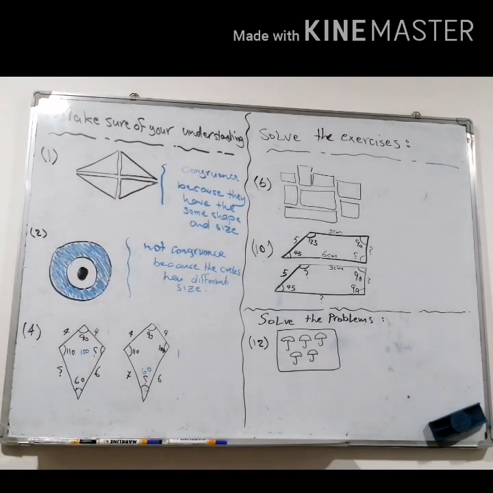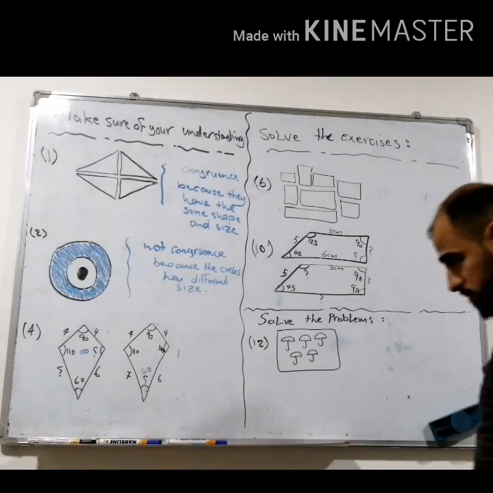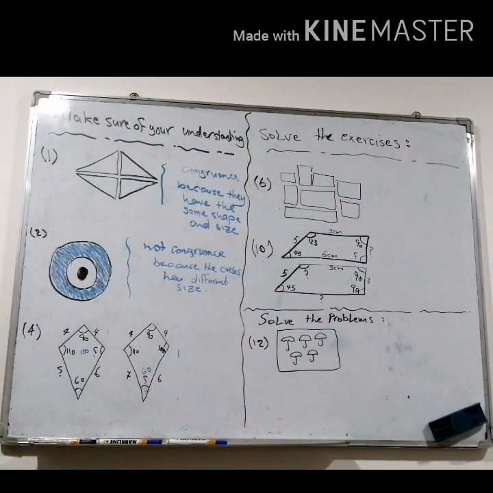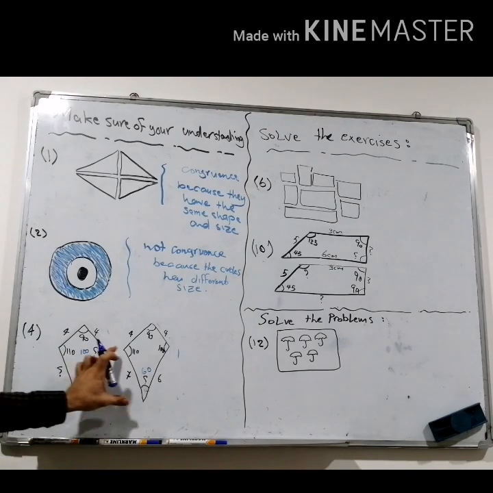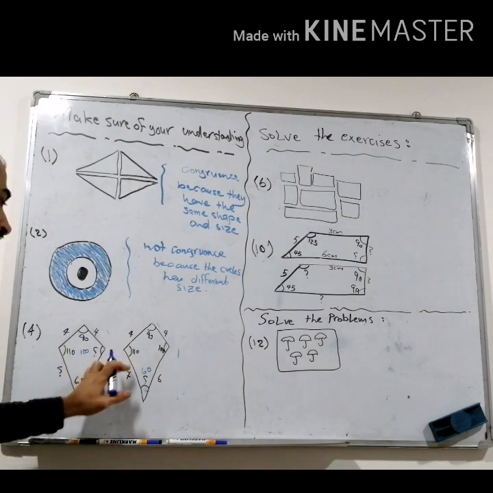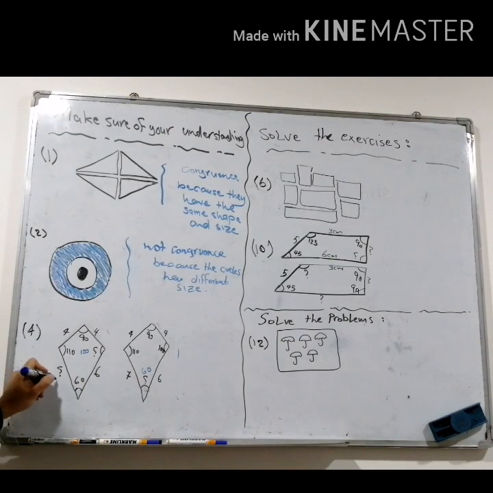Also for the sides, the unknown side equals the known side which corresponds with it. So this side is an unknown side, but its corresponding side equals 7 centimeters. So this side equals 7 centimeters.